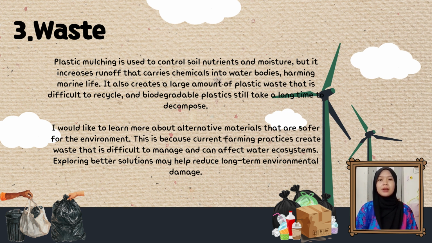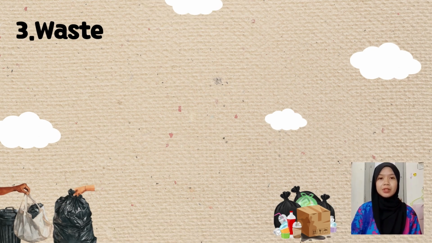Plastic mulching is used to control soil's nutrients and moisture, but it increases runoff that carries chemicals into water bodies, harming marine life. It also creates a large amount of plastic waste that is difficult to recycle, and biodegradable plastic still takes a long time to decompose. I would like to learn more about alternative methods that are safer for the environment. This is because current farming practices create waste that is difficult to manage and can affect water ecosystems. Exploring better solutions may help reduce long-term environmental damage.